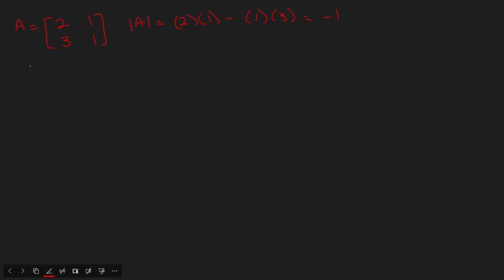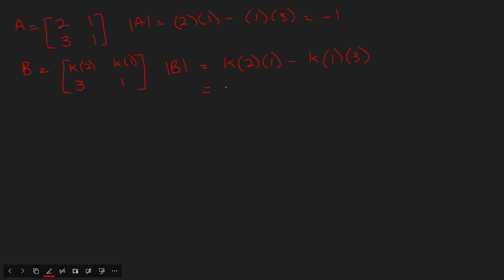Now, let's say B is as if you multiplied a constant k, a scalar k, with the first row, and you let the second row remain as it is. What will happen? Well, the determinant of B is equal to k into 2 into 1 minus k into 1 into 3, sorry, minus k into 1 into 3. Now what has happened here?